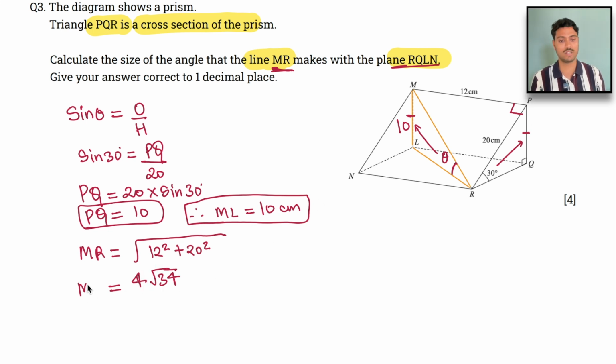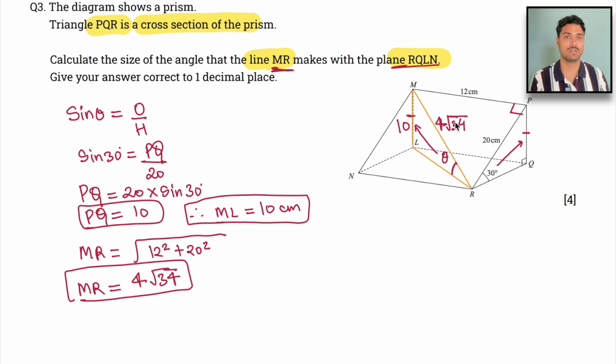This is not the final answer, so we'll leave the MR value like this for now, and we will not convert it into a decimal value. We want to use the exact value so that our final answer is very precise. So here, now we have MR, which is the hypotenuse of the triangle MLR, and we also have the opposite side.